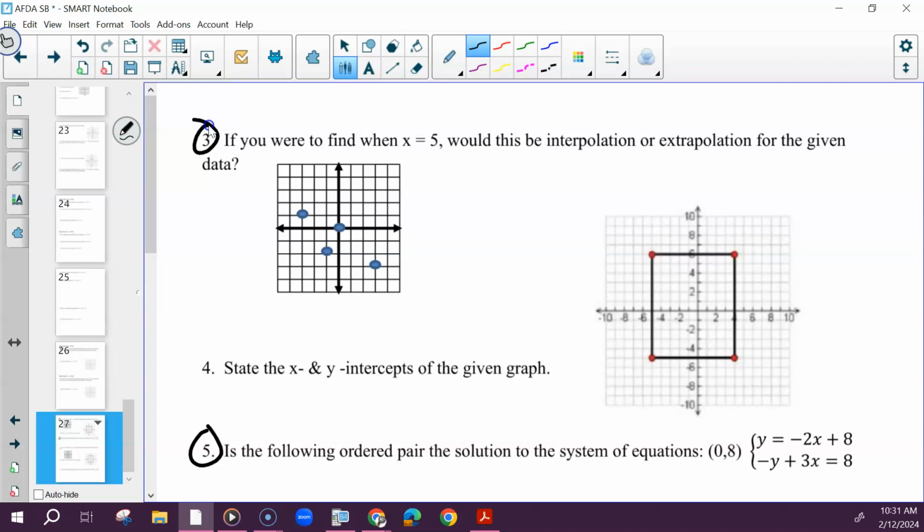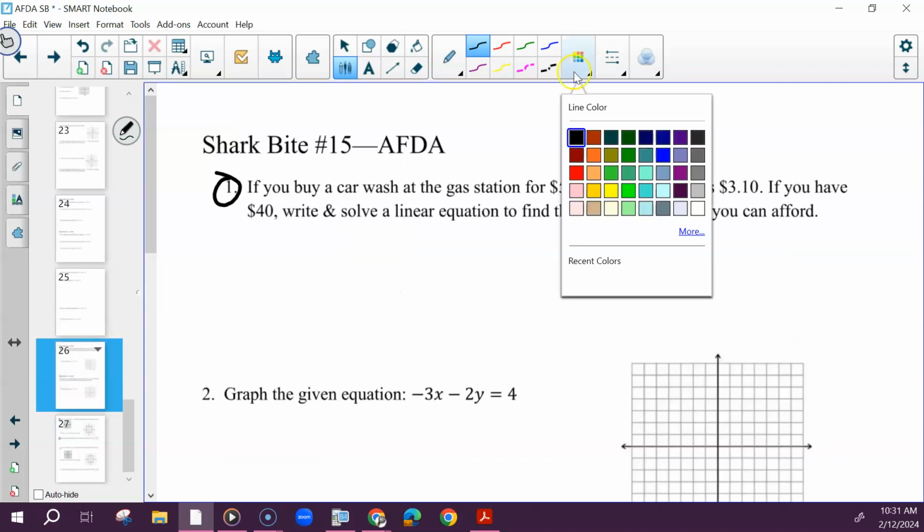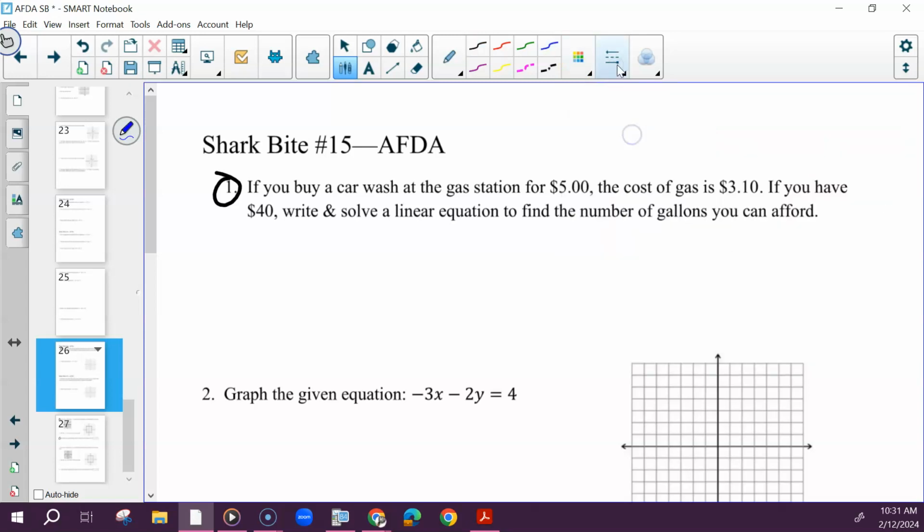Okay, let's start with 1. Alright, let's hit that movie question. Listen. If you buy a car wash at a gas station for $5, the cost of gas is $3.10. If you have $40, write and solve a linear equation to find the number of gallons you can afford. So, important things here.